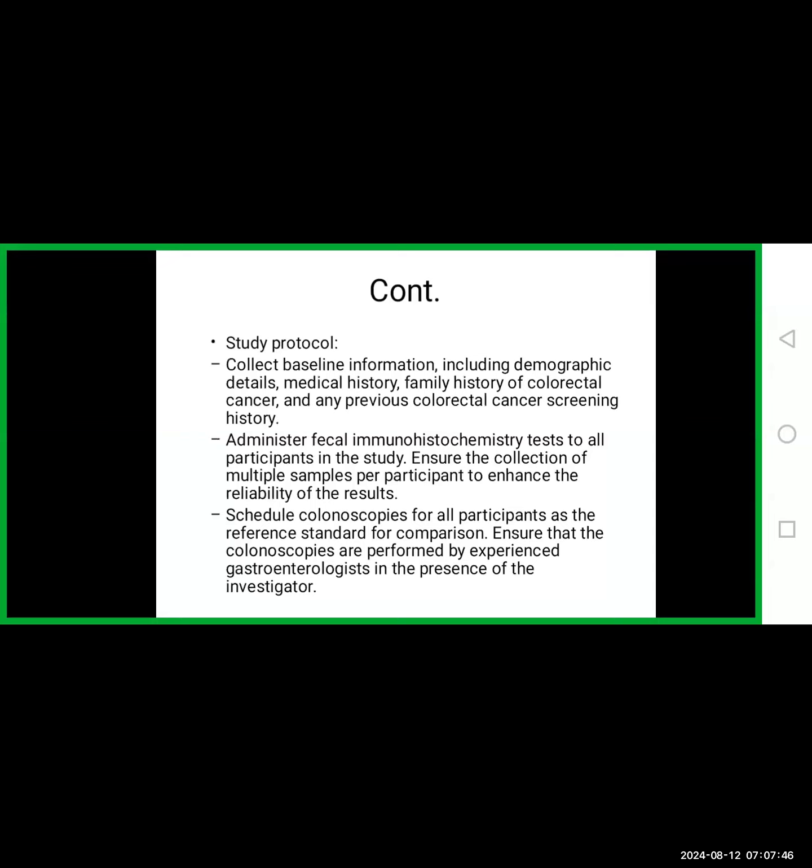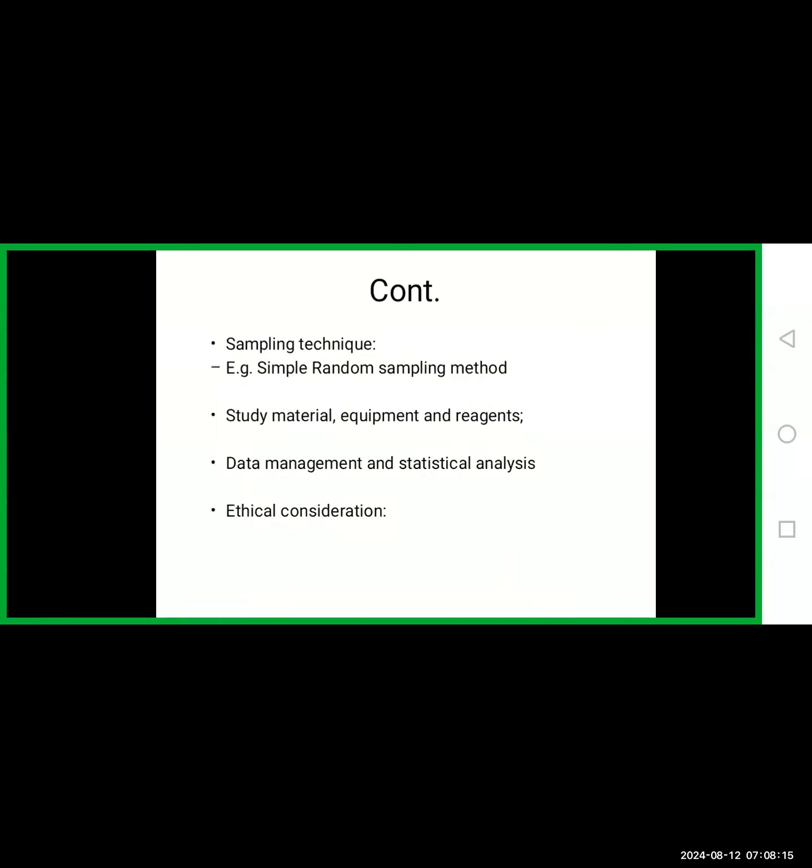Study protocol. Collect baseline information, including demographic details, medical history, family history of colorectal cancer, and any previous colorectal cancer screening history. Administer fecal immunohistochemistry tests to all participants in the study. Ensure the collection of multiple samples per participant to enhance the reliability of the result. Schedule colonoscopies for all participants as the reference standard for comparison. Ensure that the colonoscopies are performed by experienced gastroenterologists in the presence of the investigator. Next slide, please.